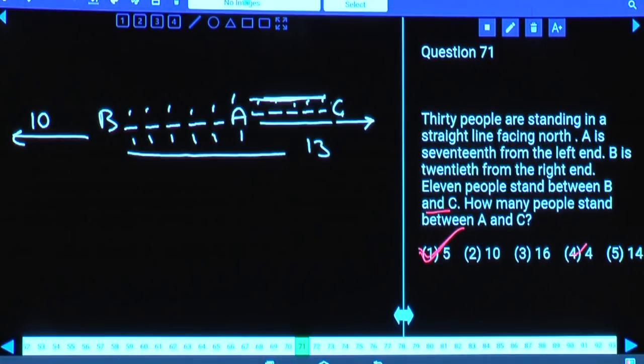And this is about question number 71. Questions 71 to 76. Answer is choice one. Then 72 to 76. Shall I explain any question out of this? Then 77, 78 to 80.